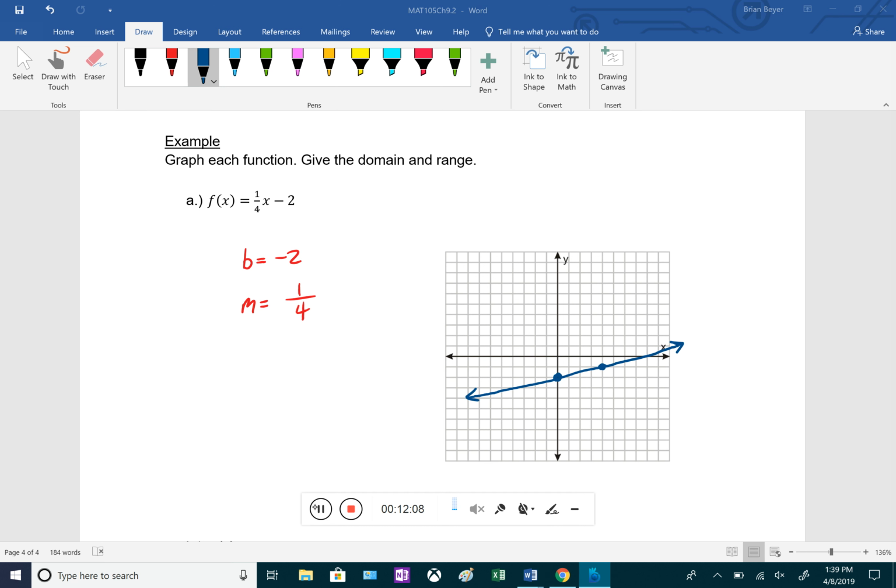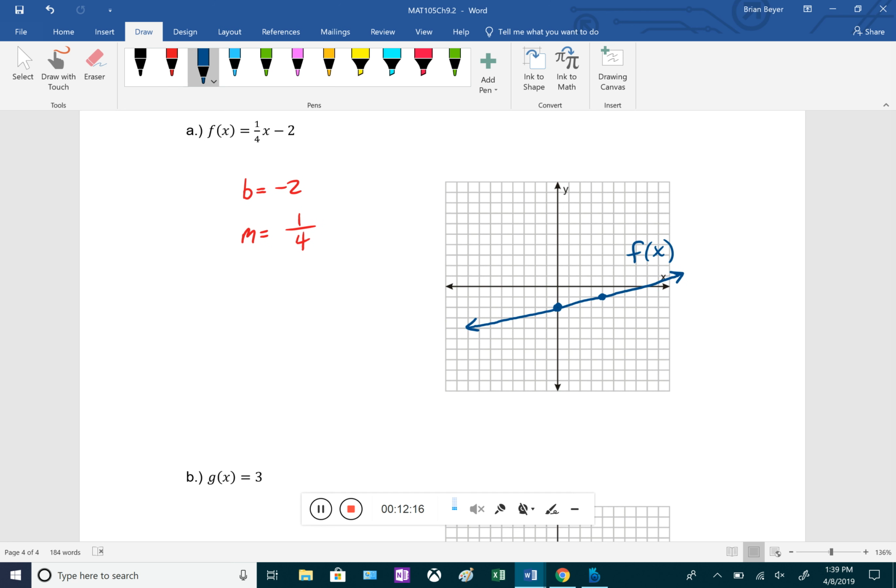So we can label this just by writing f of x. We don't have to write the whole thing because it has a function name. So this question also wants the domain and range. So since this is a linear function, both of these domains and ranges are going to be negative infinity to infinity. We can also tell from the graph that these would be the domain and range.